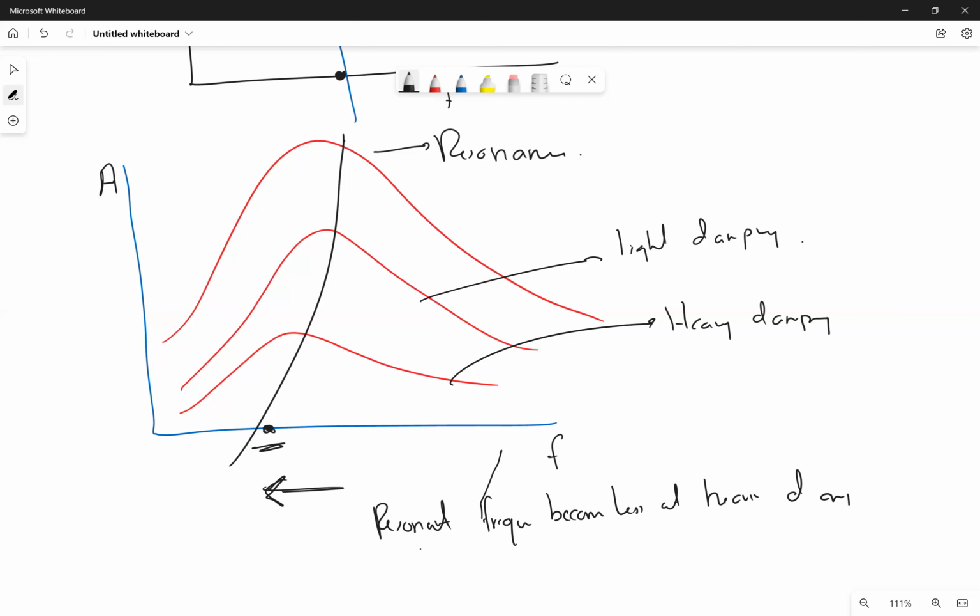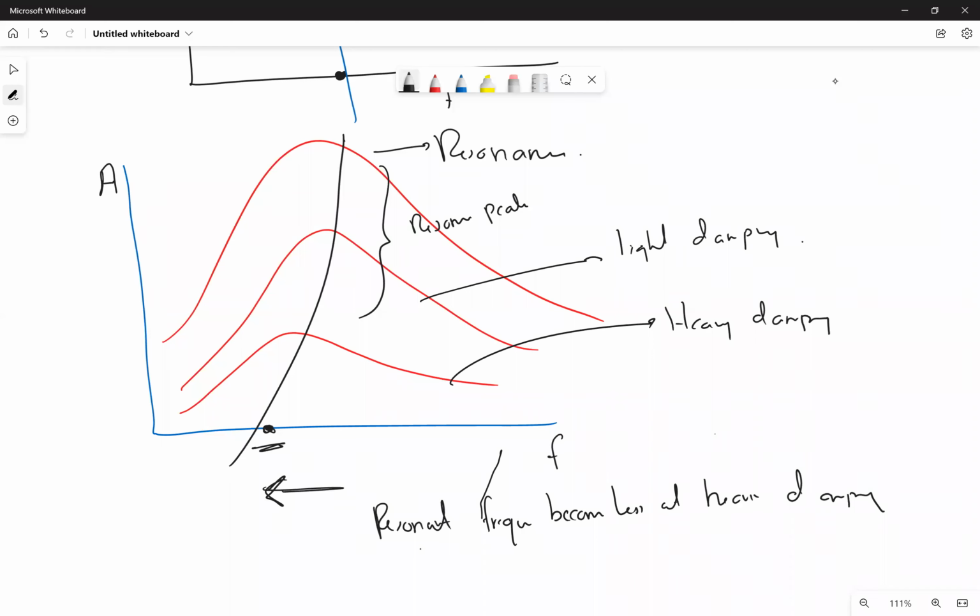Or another reason for this is that as the damping increases, these resonant peaks become broader. I'm sorry sir, but your voice is cutting out a lot again. I think it's an internet issue. I think so too. Okay. Okay, if the voice gets cut off again, just do let me know.